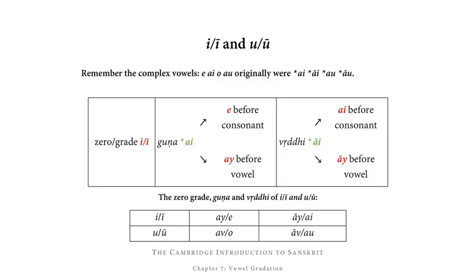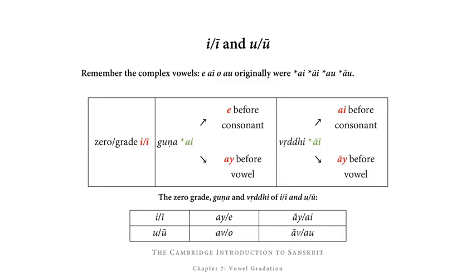But as we know, ai changes into ai, but that again actually only happens before another consonant. What happens before another vowel is that the i changes into its semi-vowel equivalent y, and the a in front of that remains unchanged, so in front of a vowel, ai appears as ay. And that's why the vriddhi of i has two alternative forms, namely ay in front of a vowel or ai in front of a consonant.